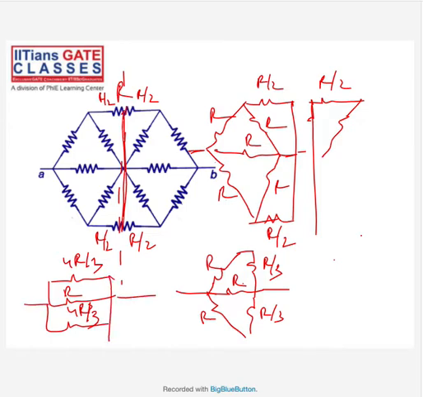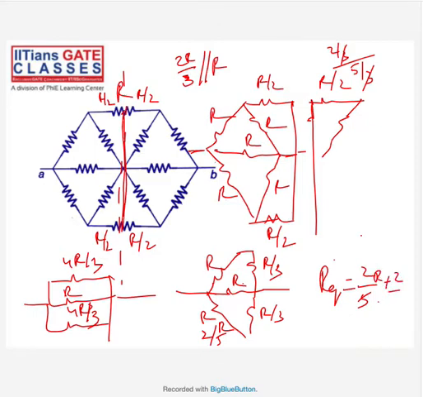So 4R by 3 parallel with 4R by 3 is 2R by 3. 2R by 3 parallel with R. How much will you get? 2 by 5. This is 2 by 5 R. Same, you'll have one more in series. So the total equivalent R will be 2 by 5 R plus 2 by 5 R, or 4 by 5 R.